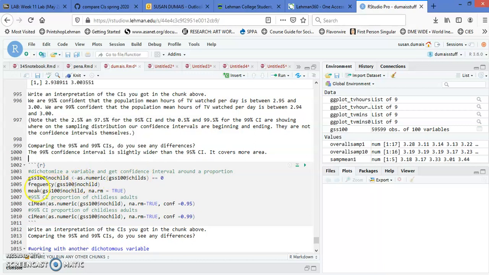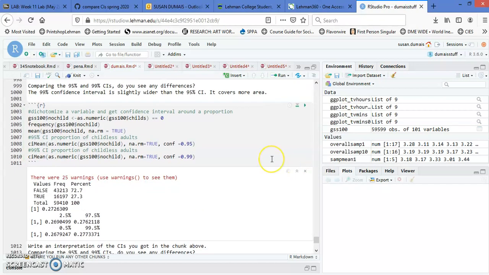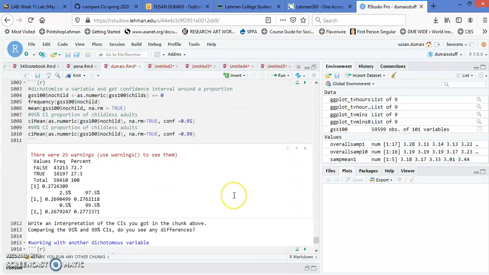Get the frequency, get the mean, and get confidence intervals. So again, we did this last week, so this should look familiar to you. We have our frequency table that shows that 27.3% of the respondents in the GSS said they had no kids. That corresponds to a mean of 0.273. That's the mean for our dichotomous variable. It's the percentage of people who score a 1 or a true. And then we have our 95 and 99% confidence intervals.